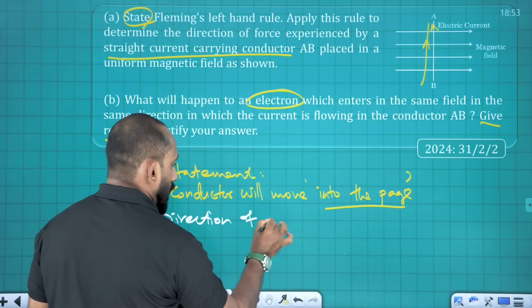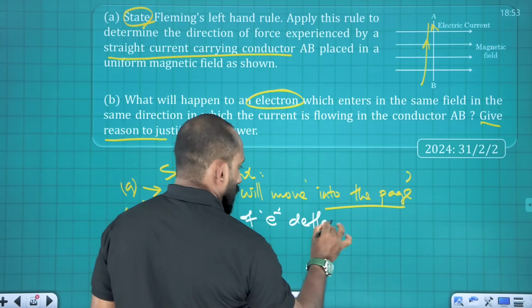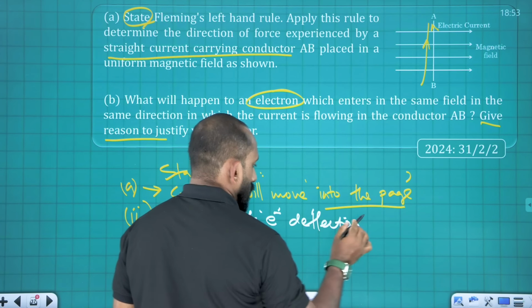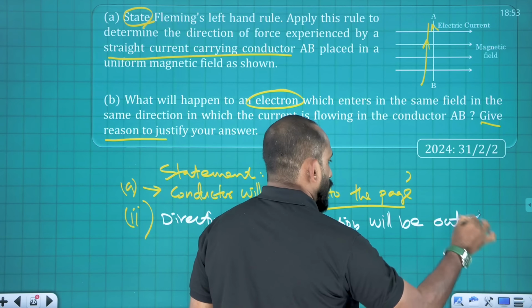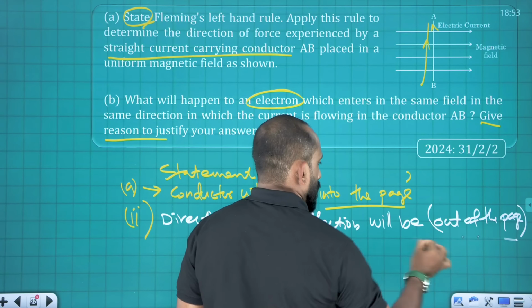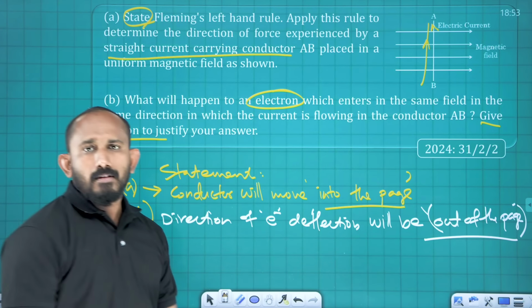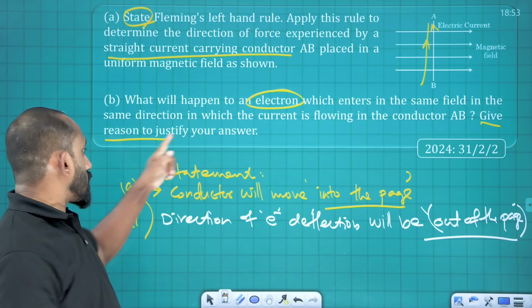The direction of electron deflection will be out of the page. So the conductor was into the page, and the electron will be out of the page. Now, give the reason to justify your answer.